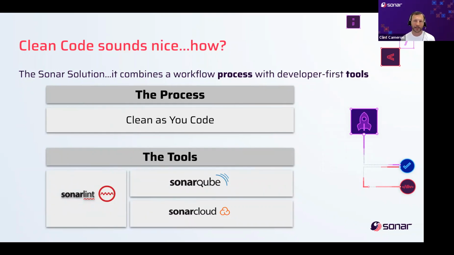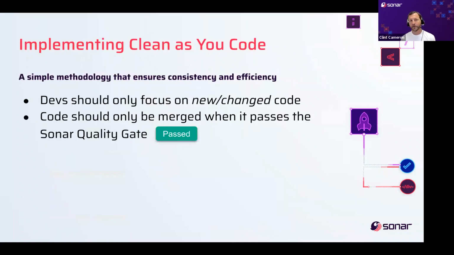They both automatically perform static analysis of your pull requests and your branches and return back a pass-fail grade on your code. So next, let's see how you would implement this. Instead of trying to find areas to clean, as a developer, you simply need to focus on the code that you're writing right now. This is what we call the new code. And additionally, you don't merge unless you get back that passing grade from the Sonar quality gate.